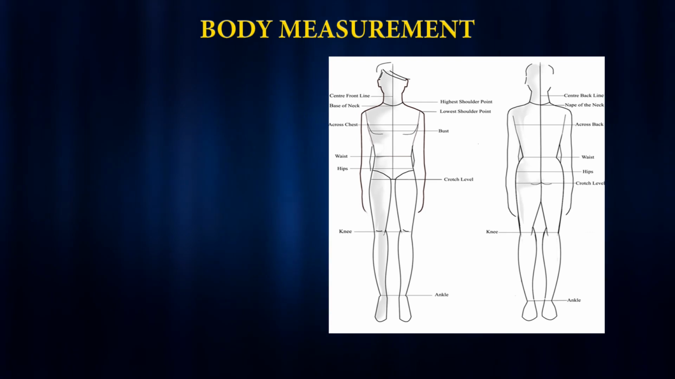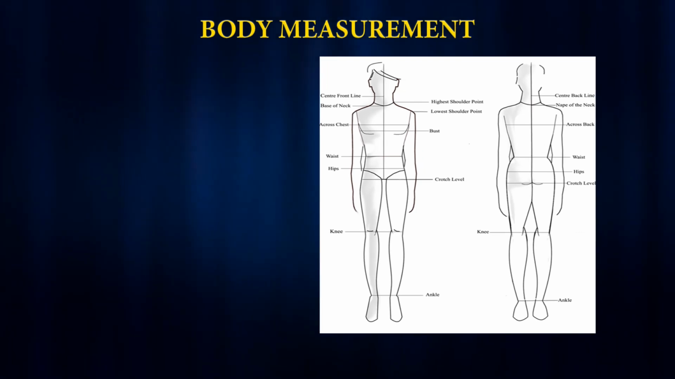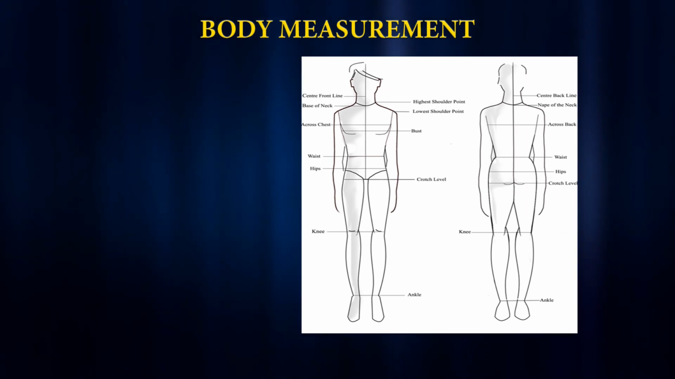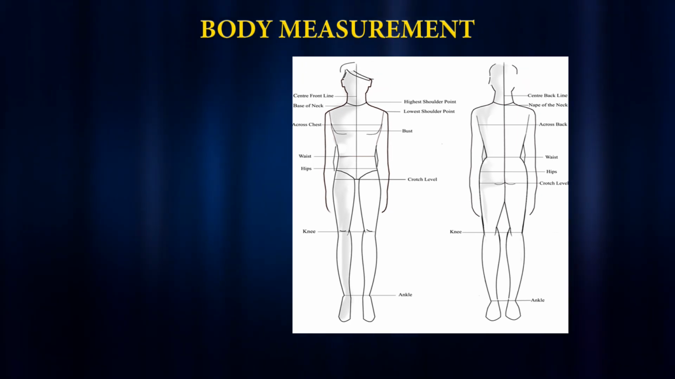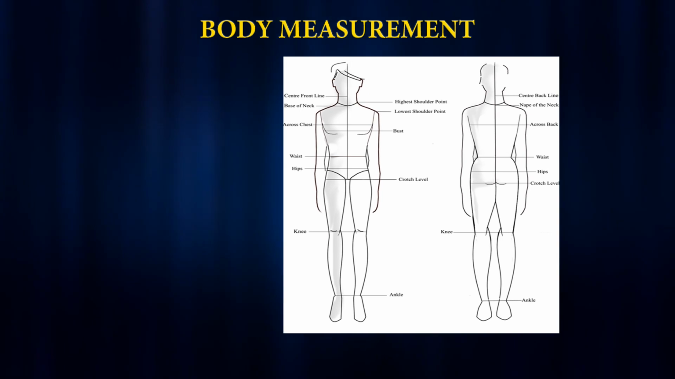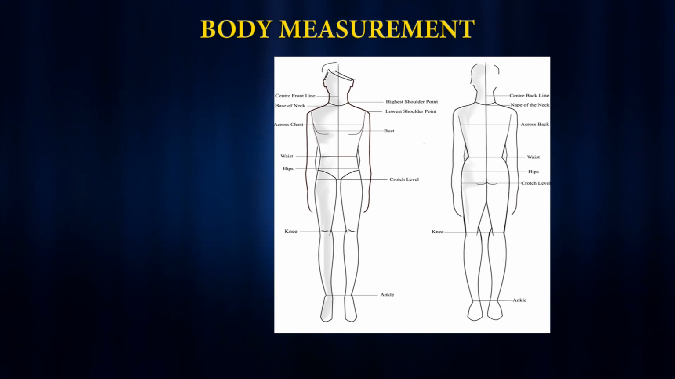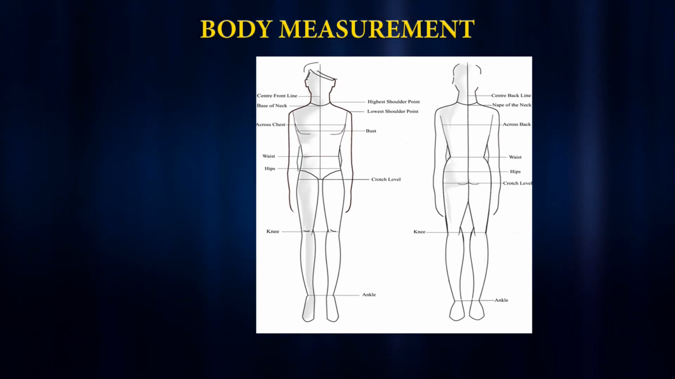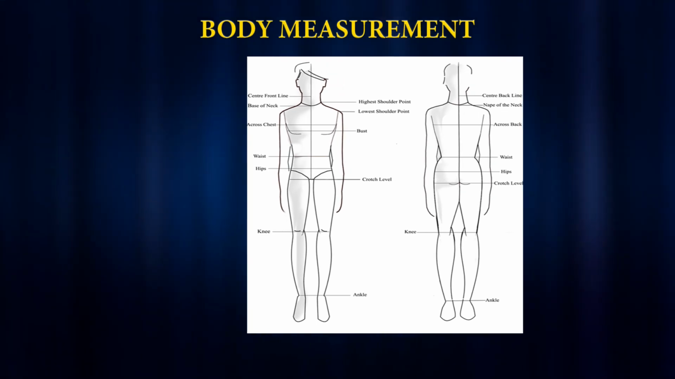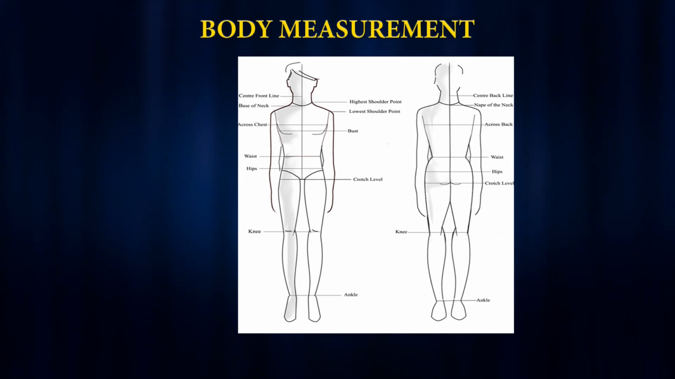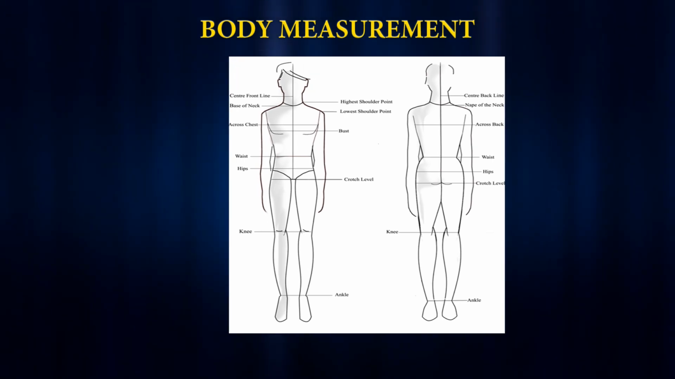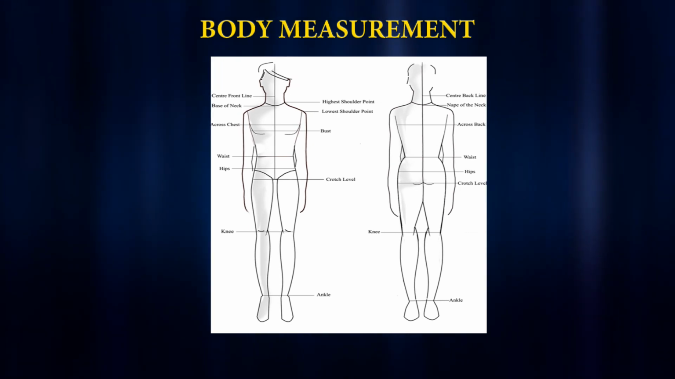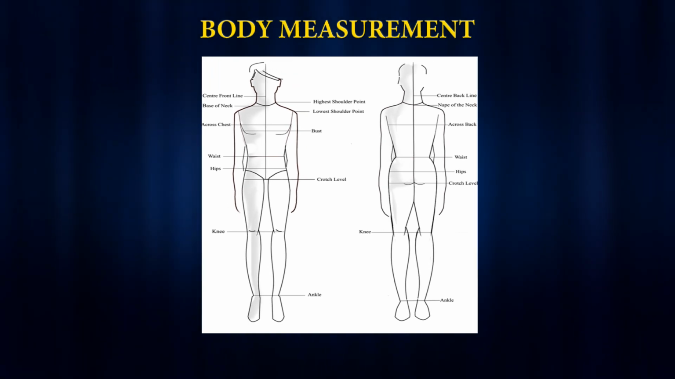So in this picture you can see the front portion and the back portion of a body, and there are some markings done, like the central front line, the central back line, and accordingly there are some different lines. When you go through your study material, you can see this picture clearly and all the markings. So this is how we identify a body and how different markings are seen on the body.